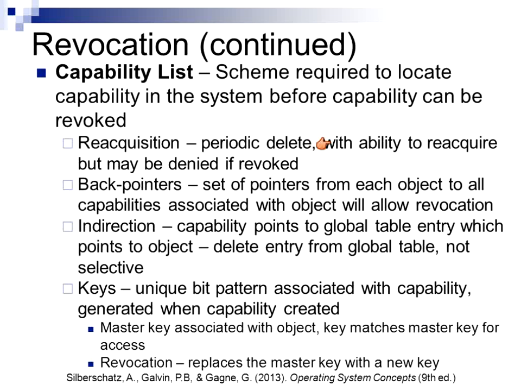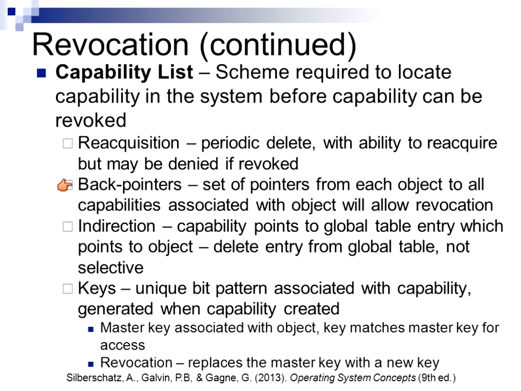Okay, so this is kind of a way of saying, once you have access, I'm not going to let you have access to an object all the time. I'm going to periodically get rid of, delete the access for that object. But if you ask for it again, if you're still supposed to be allowed to access it, I'll give you the access rights back. So that's one way that we can revoke access to an object. We can also use back pointers.